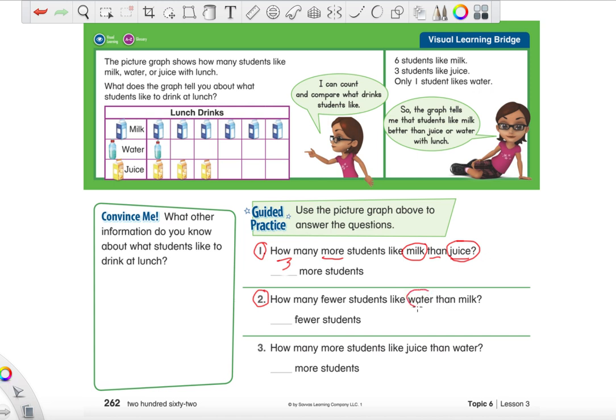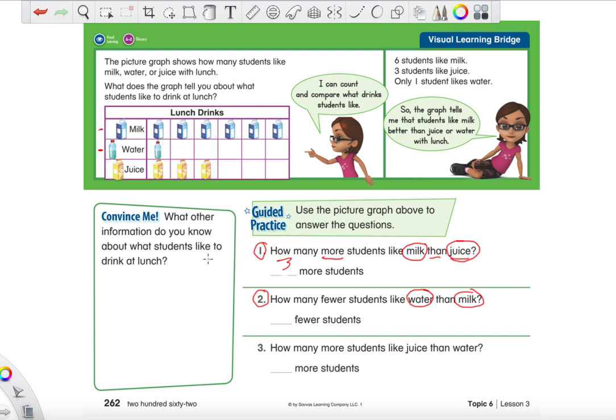So we're comparing water and milk. Okay, first let's find the water. Right here. And milk is right up here. So remember, it doesn't matter if they're saying fewer or more. Either way, you need to find the difference. And when we have a difference, we are subtracting, really. But what I like to do is just count on, since we have this really cool picture graph.